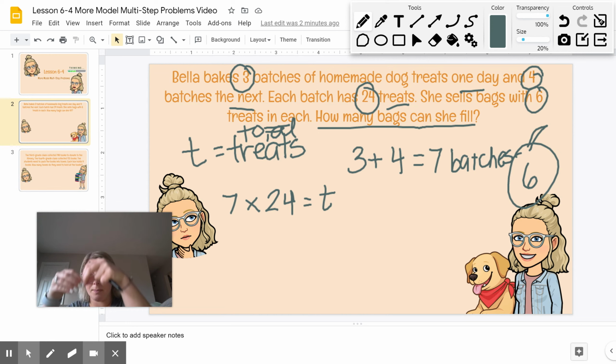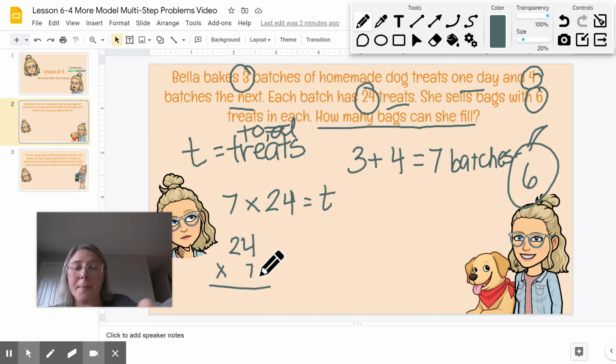Then we have to put the 6 treats in each bag to figure out later. Okay, so 24 times 7, or 7 times 24, will get us how many total treats she made. So 4 times 7 we know is 28. Good. So we'll put the 8 there. We'll regroup the 2. 7 times 2 is 14, plus 2 more is 16. Good. Okay. So right now, T, our total number of treats that she makes, is 168.